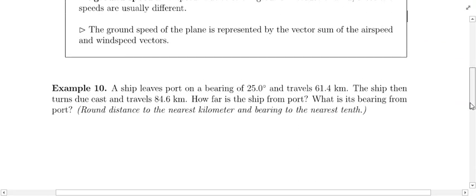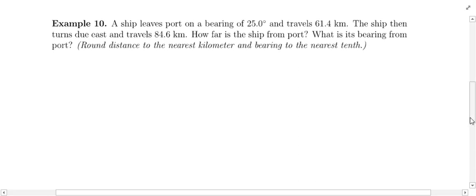All right, let's take a look at example 10. Again, this will be a problem involving bearing, but we will just use vectors to do this. Example 10: a ship leaves port on a bearing of 25 degrees and travels 61.4 kilometers. The ship then turns due east and travels 84.6 kilometers. How far is the ship from port? What is the bearing from port? Round distance to the nearest kilometer and bearing to the nearest tenth.